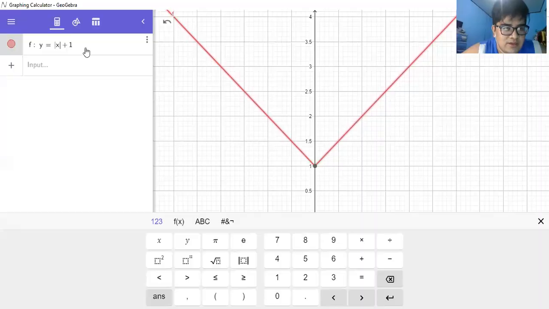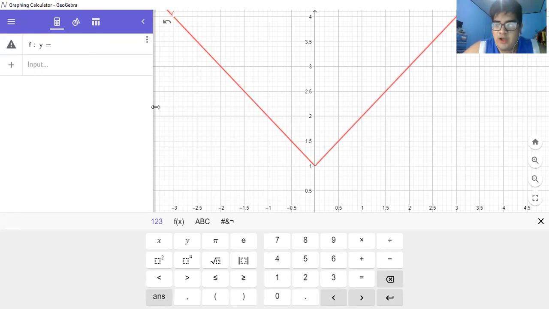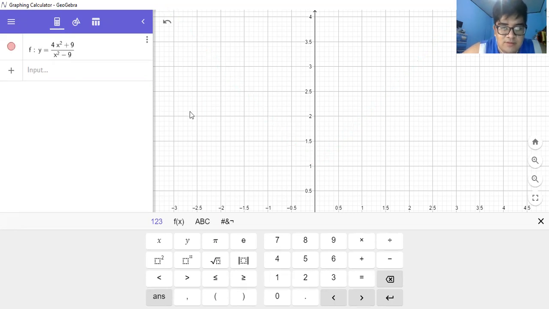Patunayan natin. Ngayon, nandito ulit tayo sa trusty Desmos. Ngayon, y is equal to 4x squared plus 9 all over. Ngayon, kailangan muna natin gawin siyang fraction. Ito, over, ngayon, 4x squared plus 9 all over x squared minus 9. Ayan, minus 9. Enter.